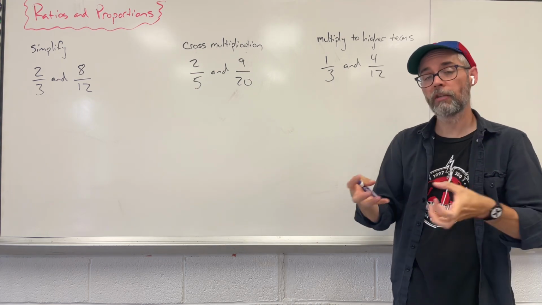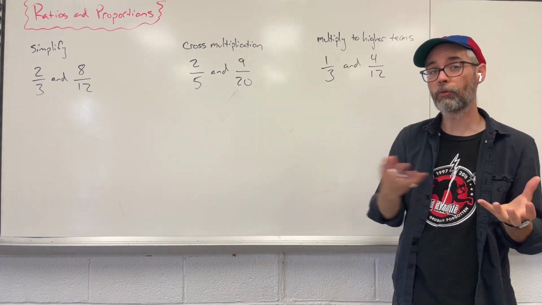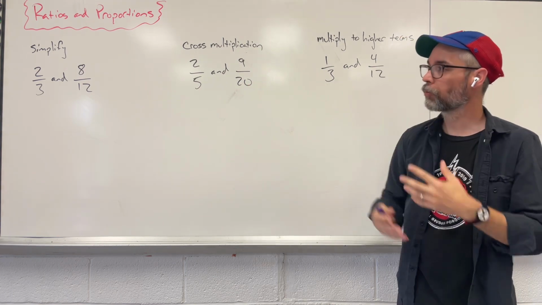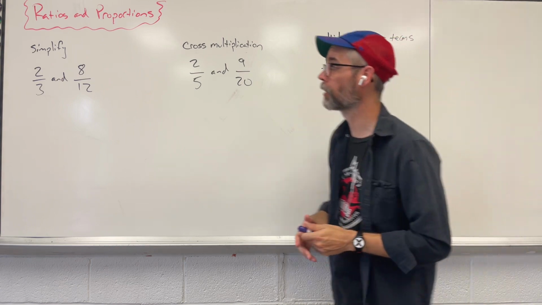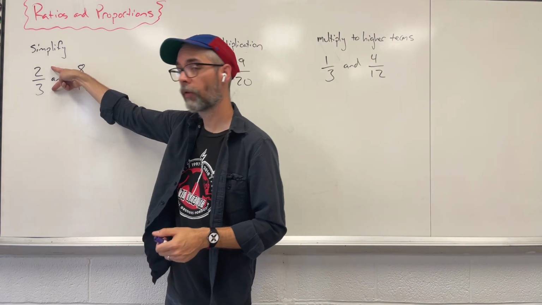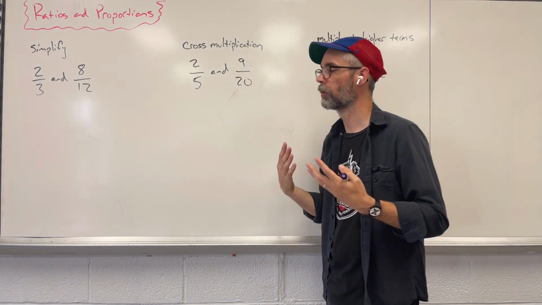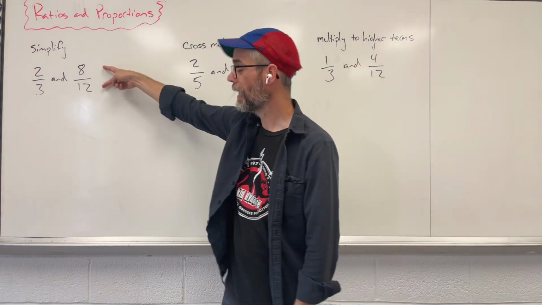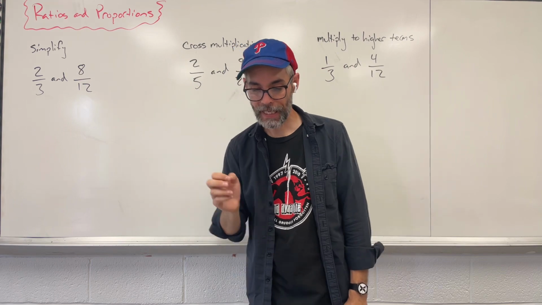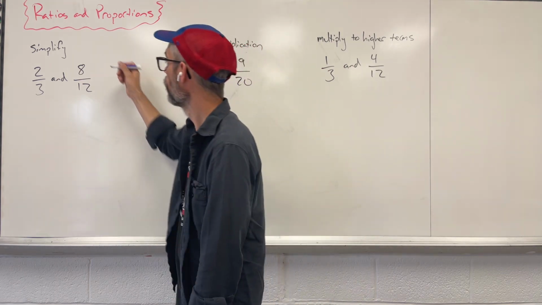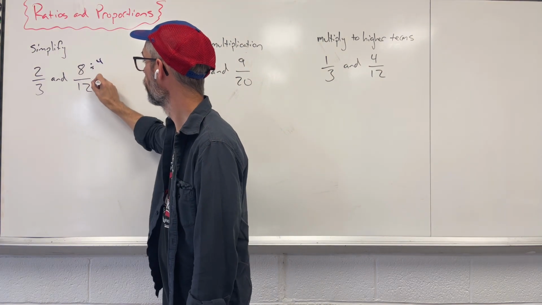Now, things are said to be proportional when both fractions equal each other, and there's three different ways that we can use to get there. First way is to simplify our fractions if possible. 2 over 3, the 2 and 3, they don't share any similar numbers. We leave that. But 8 and 12, we can break down. I know 8 and 12 share the number 4. So I could say divide by 4, divide by 4.